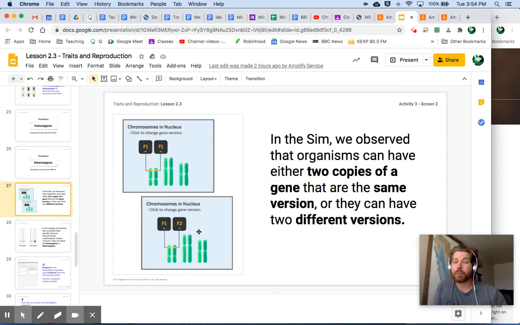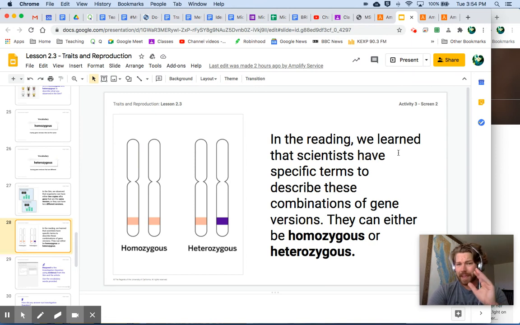The next picture, F1, F2, same or different? Well, I went to preschool. I know that those are different. And so we would say that that is heterozygous, okay? So we want to start using these terms, homozygous and heterozygous. We want to be familiar with these terms. We want these terms to just naturally come to us when we see gene versions. Oh, these are the same. That's homozygous. These are different. That's heterozygous, okay? So in the reading, we learned that scientists have specific terms to describe these combinations of gene versions. They can either be homozygous, the same, or heterozygous. Thanks for color coordinating. That helps me.